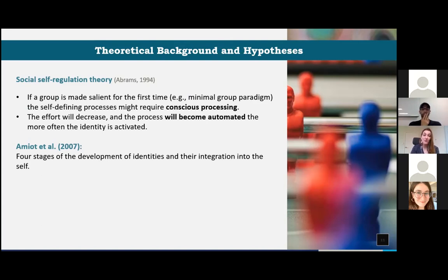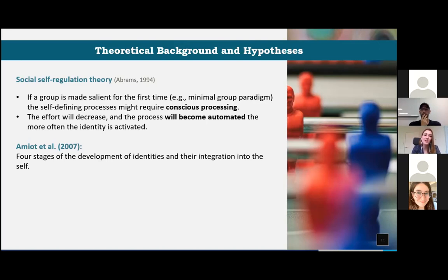So in our first study, we, for example, included participants' age identity, and that should be quite a well-established identity. For most participants, that identity would be activated quite often. So we would expect it to be automatic. Whereas if we now include a minimal group identity, we could say, okay, maybe in this case, the switching process might jar a little bit.